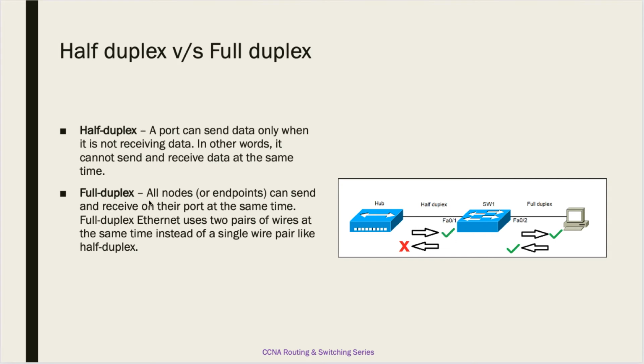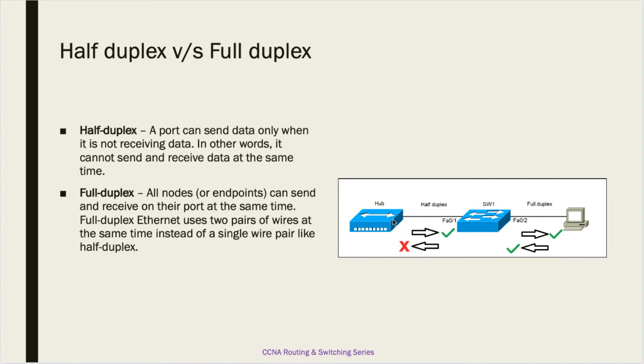In the case of full duplex, all the nodes or endpoints can send and receive data on the same port at the same time. Primarily, full duplex uses two pairs of wires at the same time instead of a single wire pair as in half duplex. So there is a single wire pair, and there is a double wire pair. Why are we talking about half versus full duplex? As it clearly says, in the case of half duplex, if you are sending, you cannot receive.